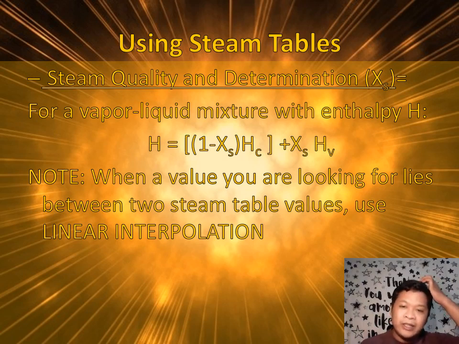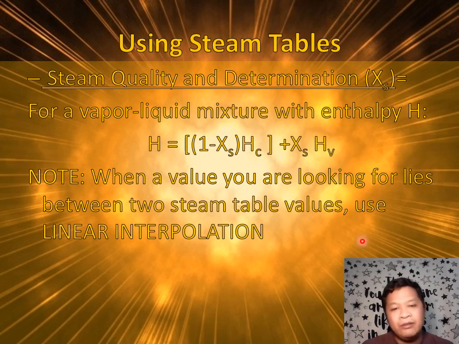So we can just rearrange this equation depending kung ano yung given and unknown mo to get the possible value. Typically, yung HL and HV are tabular values naman, ano? And yung H is pwedeng given siya or pwedeng siya yung hinahanap mo. Ngayon, ito naman yung isa nating problema pa.